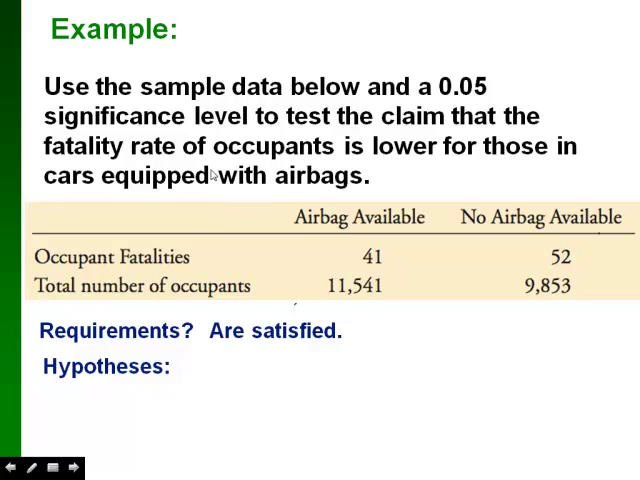So first, our requirements. Remember, we have to have two independent simple random samples. We're going to assume that we have those. And our number of successes and number of failures for each has to be at least 5, and we have that. So now we can go on to our hypotheses. Now, if we're looking up here, we're testing the claim that the fatality rate for occupants is lower for those in cars equipped with airbags. And the ones with airbags, this was our first population. So this is going to go with sample number 1, population number 1.